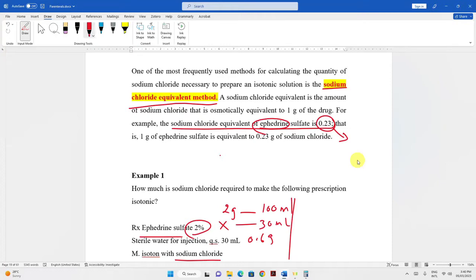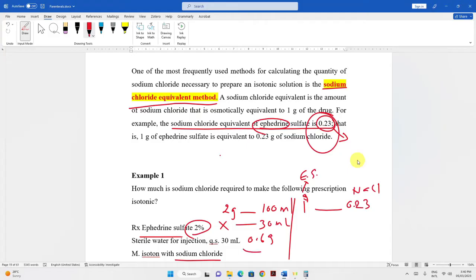Okay, now here you know that 1 gram of ephedrine sulfate, as you see here, this is given before, and if it comes in the exam, it will be given to you. So 1 gram of ephedrine sulfate is equivalent to 0.23 gram of sodium chloride. This is sodium chloride, and this is ephedrine sulfate.